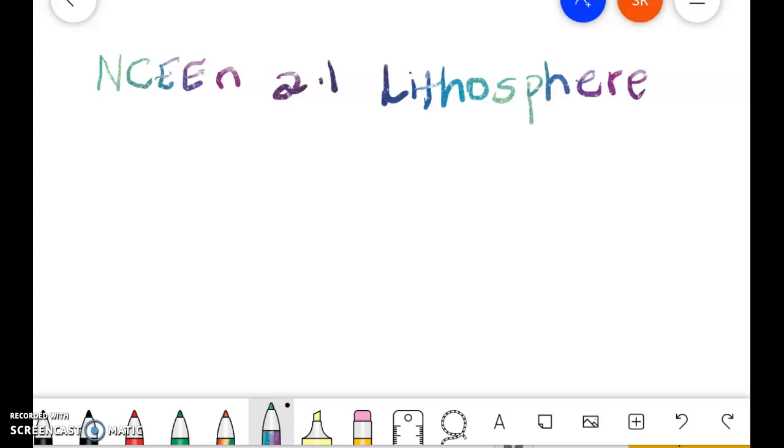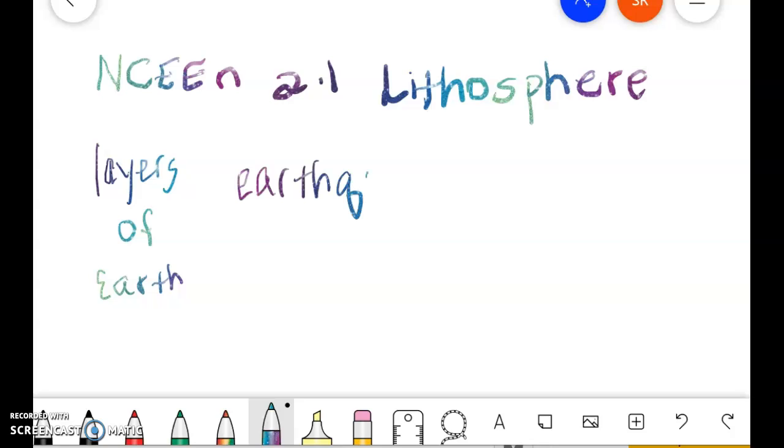Lithosphere. This is your essential standard 2.1, and this is your overarching unit that will include several parts. It'll be things like the layers of the Earth, and then that will lead us to earthquakes and volcanoes. Because once those layers of the Earth get some plate tectonics on them and they start floating around, you're going to get some earthquakes. And then eventually we're also going to study volcanoes. So all of that's going to go in this one unit.